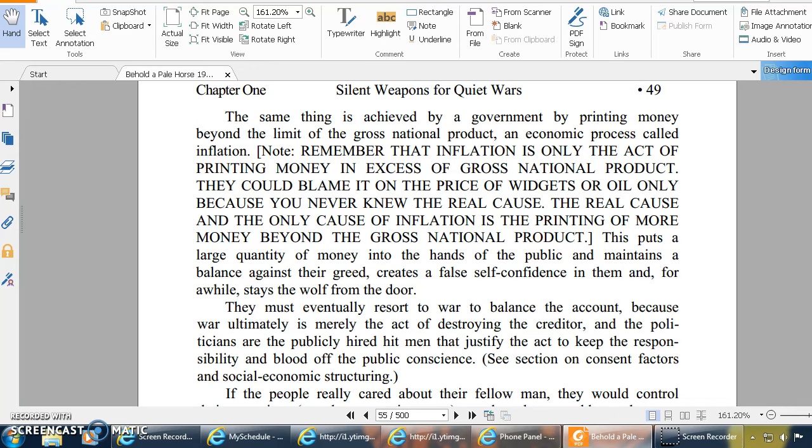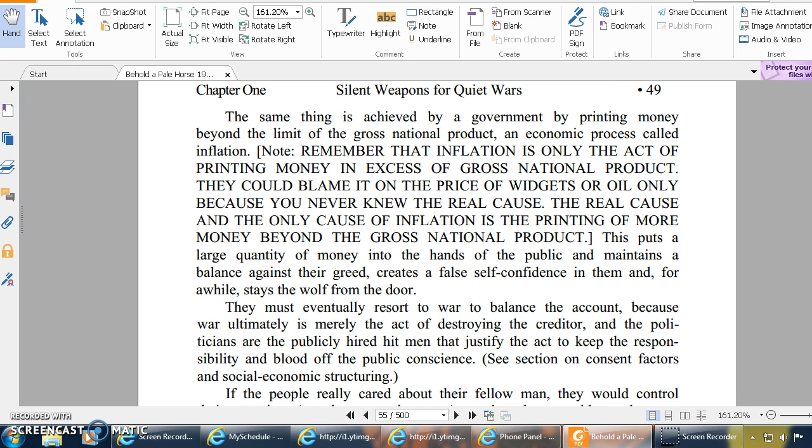It also creates a false self-confidence in them, and for a while stays the wolf from the door. They must eventually resort to war to balance the account because war is ultimately merely the act of destroying the creditor, and the politicians are the publicly hired hitmen that justify the act to keep the responsibility and blood off the public conscience. See section on consent factors and social economic structuring.